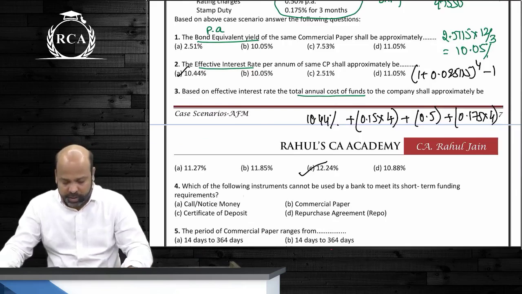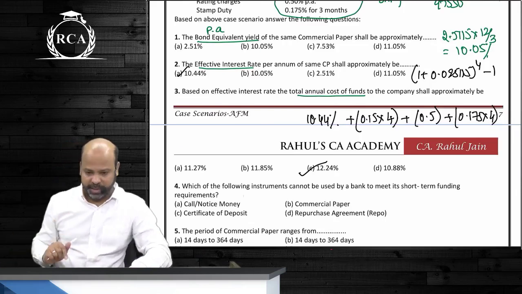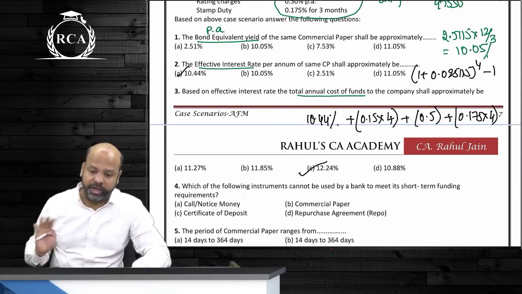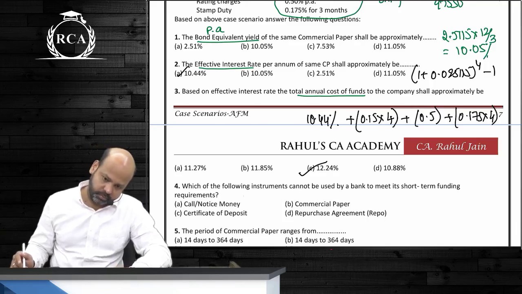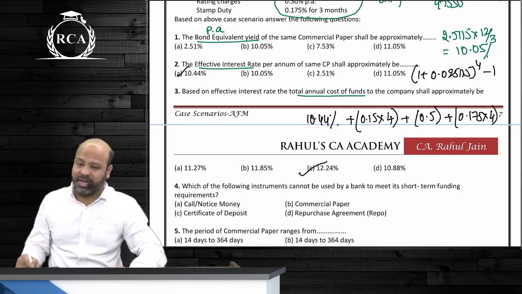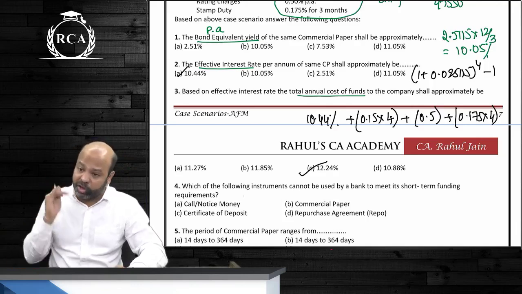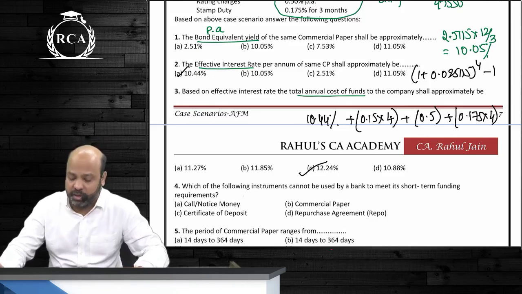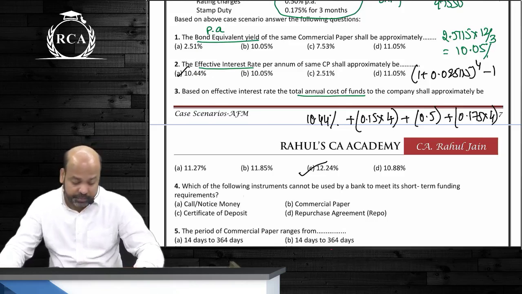One plus r by m whole power m minus 1 gives the annualized return. Only then you divide by m. If you already have r for 3 months, you cannot divide by m again. 1 plus r by m whole power m minus 1 is how you arrive at your effective annual rate, guys. But r by m is already 2.5115%, so you will not divide it.